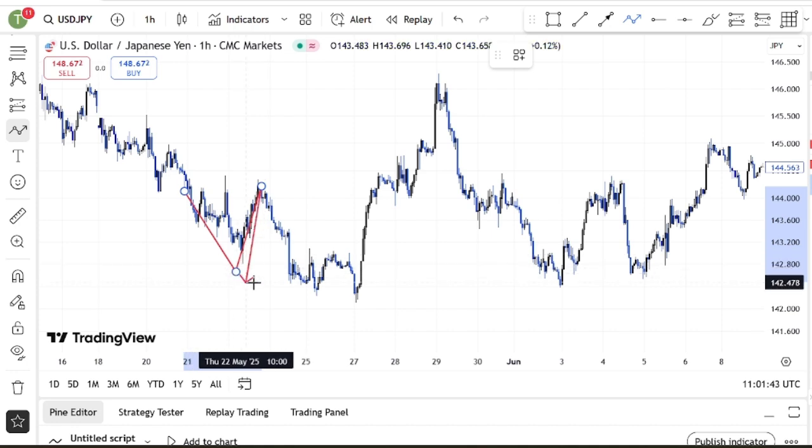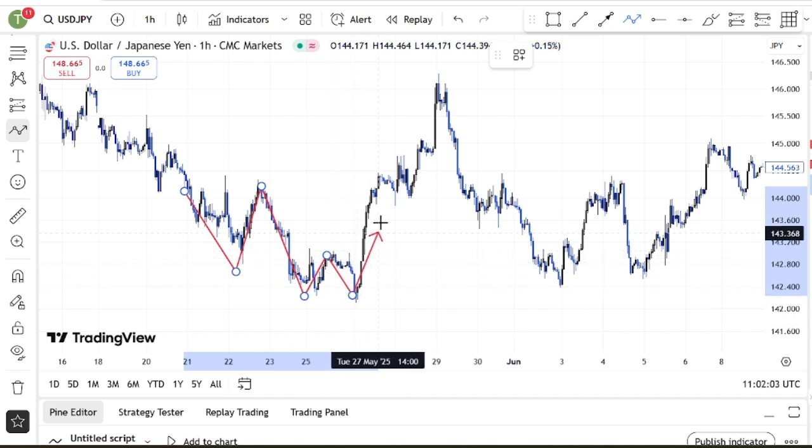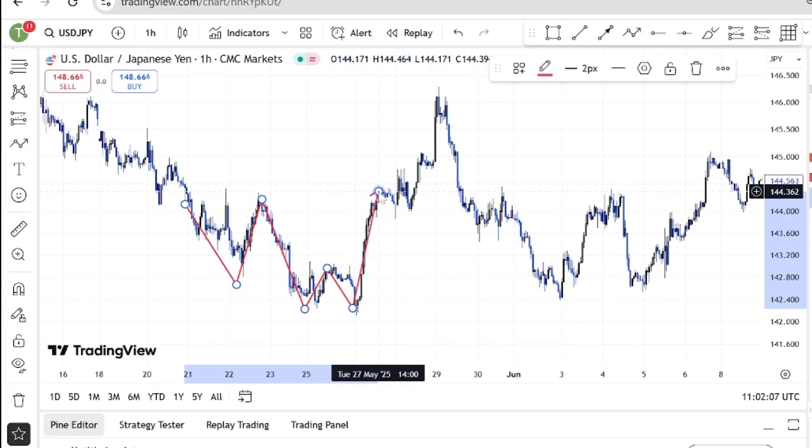Price took out this leg at this point. Gave us another up move, coming back down and giving us what? A change of character at this point. So after price gave us this change of character on the 1 hour time frame, you notice what? Price went to the upside at this point here.